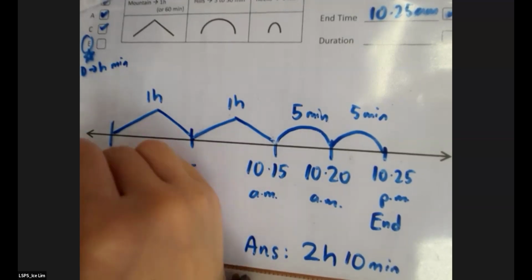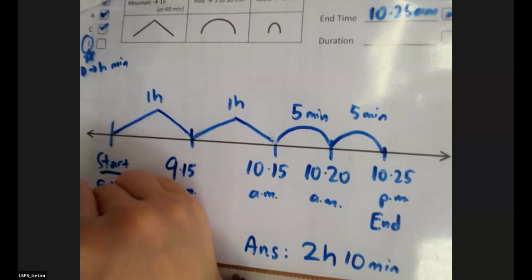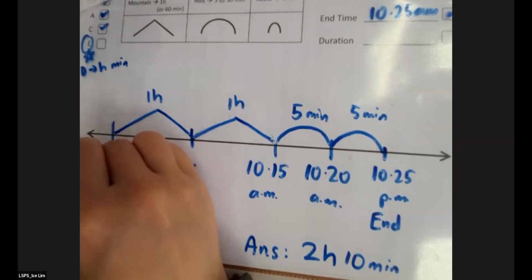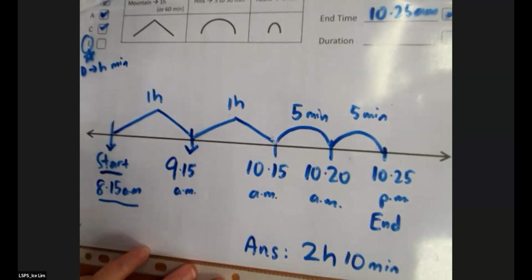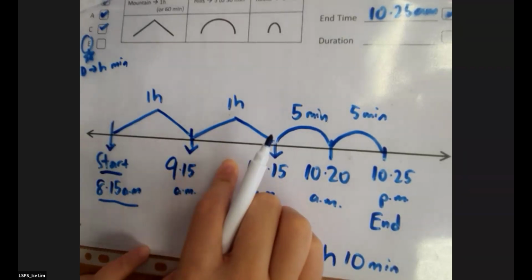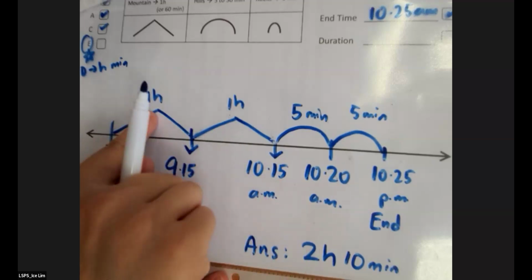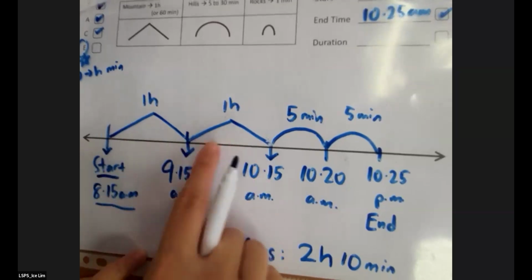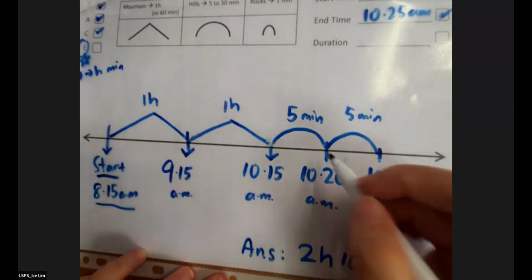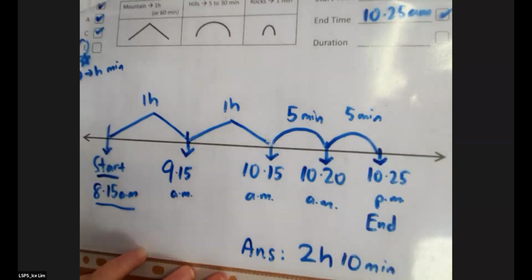Now, if you look carefully, you realize that I write my numbers, the start time, right below the marker point here. Okay? Alright, some of you wrote the time in the middle. That's not correct. I'm writing the duration at the hill or the mountain, but the exact time I'm writing at the marker points here.